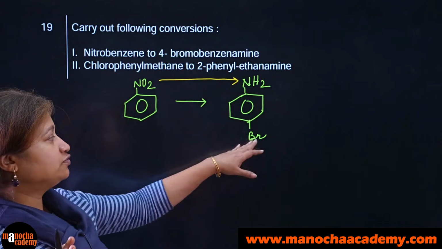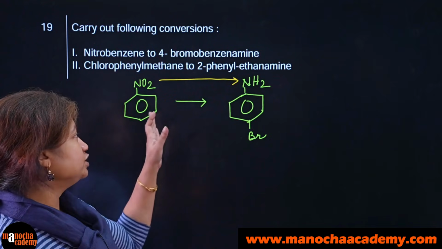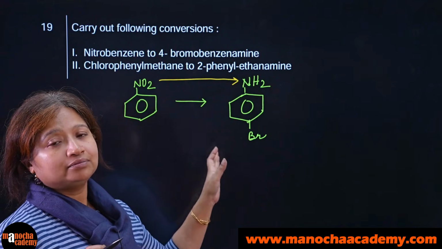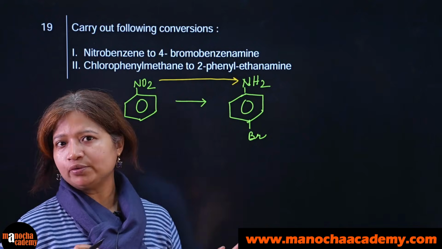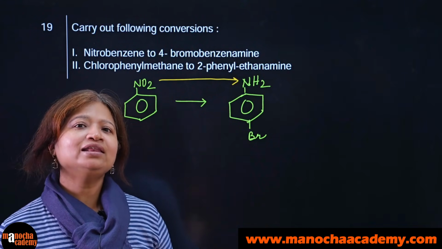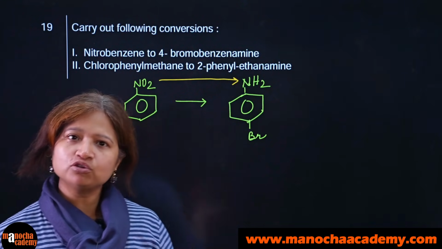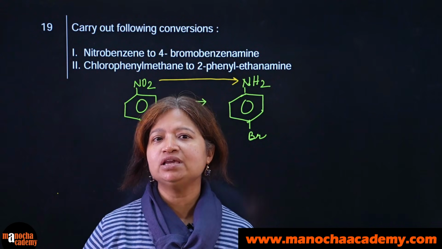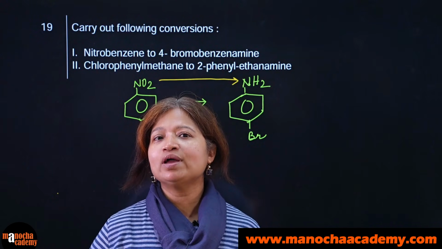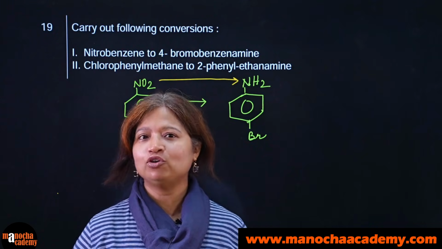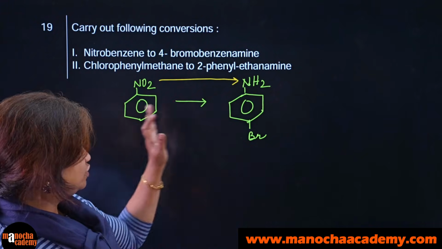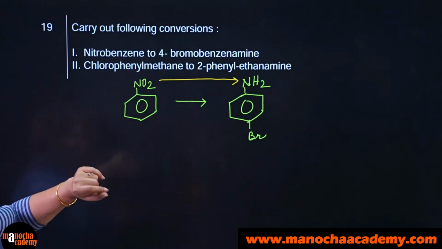But here the product is 4-bromo, and we know that nitro is meta orienting. We also know that the amino group is ortho-para orienting, but yes, it is a highly strongly activating group. But we also know that we can control the activity of the NH2 group by converting it to an NHCOCH3 group, acetylation. So we are going to follow that in the conversion, which we'll see in the solution. This is the first part.